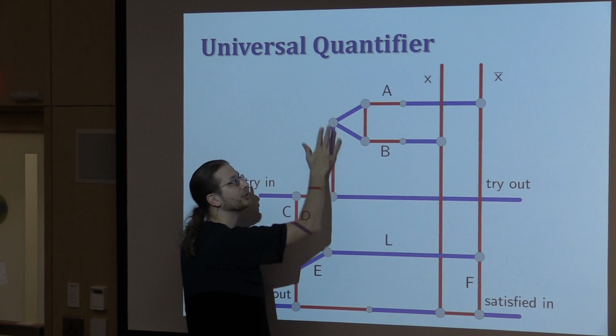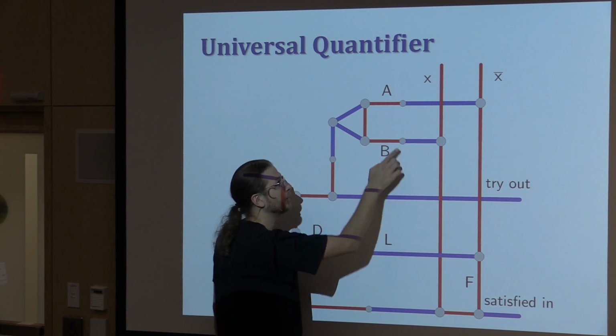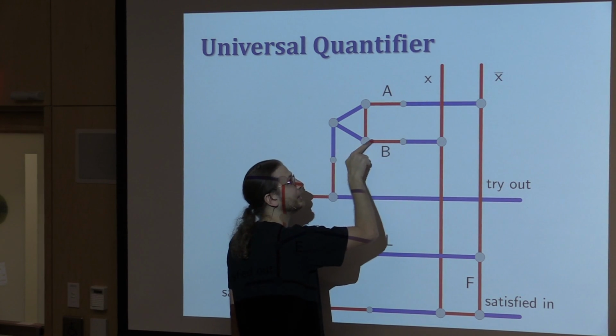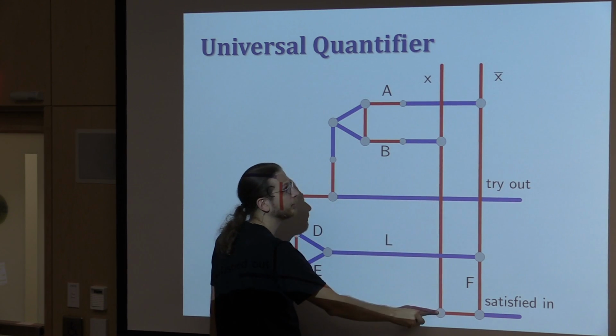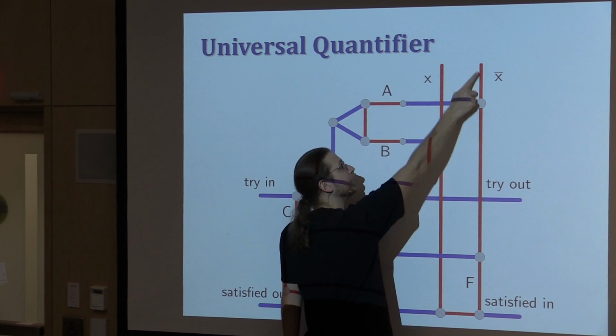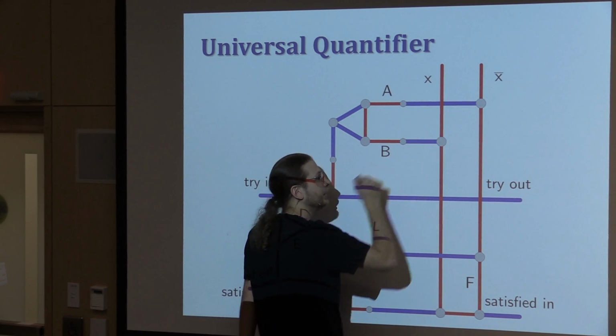Again, this is just setting x or x bar, just like before, but we're making copies of x and x bar. So this is a split gadget. If we have this set, we can set both this copy of x and this copy of x. And if we have this one set, we can set this copy of x bar and this copy of x bar. So those are splits.